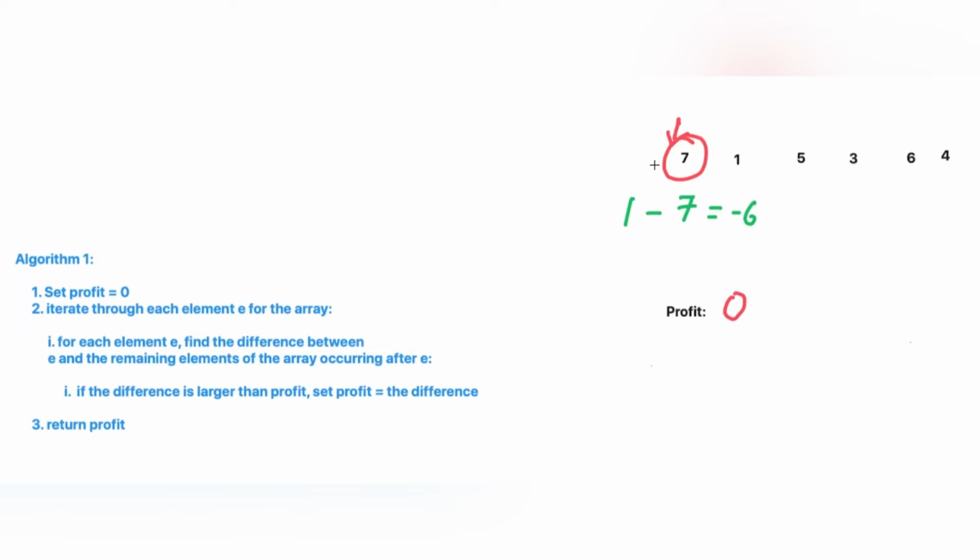So if you buy at 7, you should definitely not sell at 1. So if it is lesser than 0, we are not going to update profit. And then again you move to 5. Again 5 is lesser than 7, so we are not going to update profit. 3 is lesser, 6 is lesser, 4 is lesser, everything is lesser than 7. So whatever price you sell at after buying at 7, you're going to be at a loss. So let's move on to the next element now.